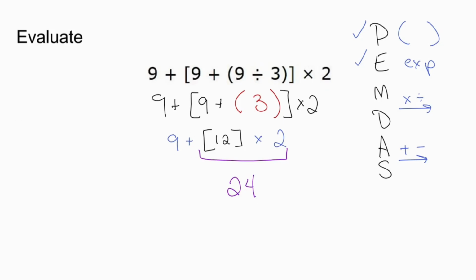Now let's drop down that 9 plus. So I'm done multiplication. I had no division. Now it's just an addition problem, add or subtract, and there's just one operation left, so I just do the 1. 9 plus 24 is 33. And that's my answer.